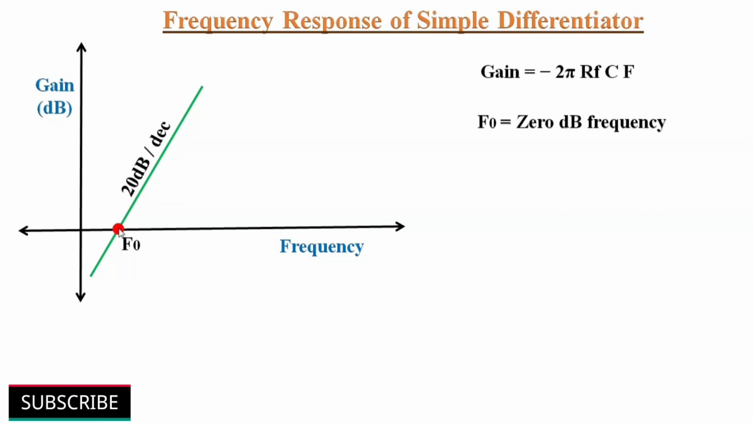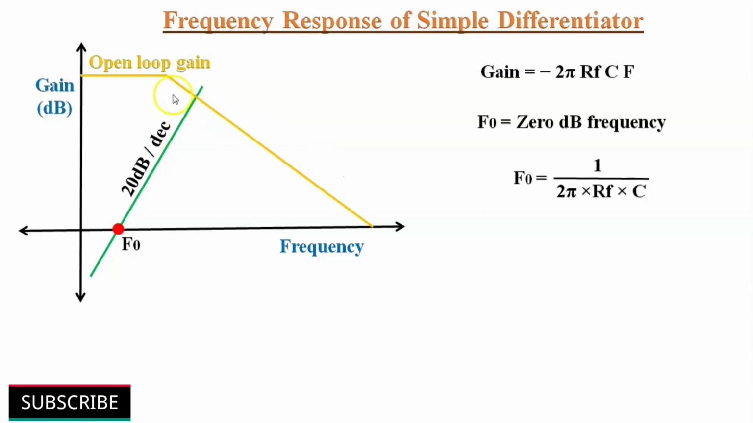If the input frequency is less than F0, the gain is also less than unity. F0 can be expressed as 1 upon 2 pi multiplied by Rf into C. But here the gain of this differentiator will be restricted by the open loop gain of the op amp. So the maximum gain which we can achieve from the differentiator circuit will be the intersection point of the gain of the differentiator and the open loop gain of the op amp. So the frequency response of the simple differentiator looks like this.